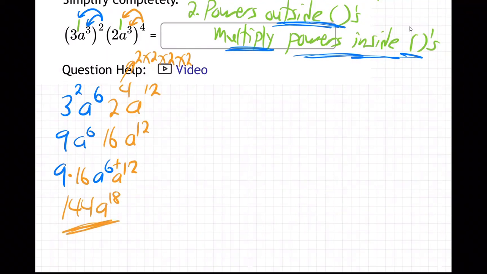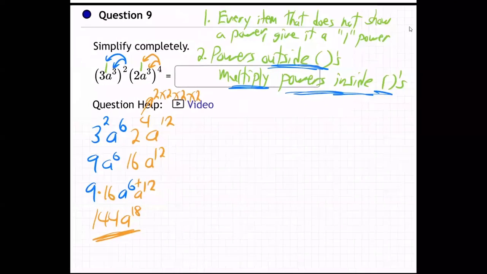Remember, we add powers on the same letter. So A to the 6 times A to the 12th, that's 6 A's and 12 A's, that's 18 A's. You multiply the numbers in the front. And so there we go.